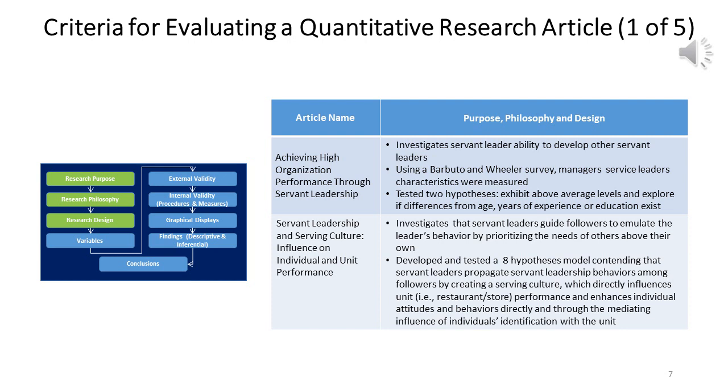On the other hand, for the servant leadership and serving culture, influence on individual and unit performance, the article was very clear on their quest to identify how to emulate leaders' behaviors by prioritizing the needs of others. And they were also very clear on their model that was created that included 8 hypotheses, and these were going to build upon each other.